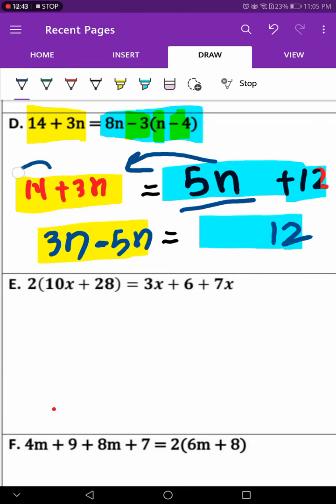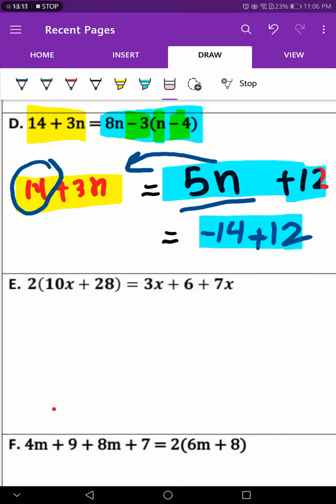So when I throw the 14 here, it will be what? It will be negative 14. But between them here, I have to write plus, because this is the sign for the 12, actually. It has nothing written, but I know it is positive. Now, 3n minus 5n is negative 2n. Great, mashallah, good, you know it.